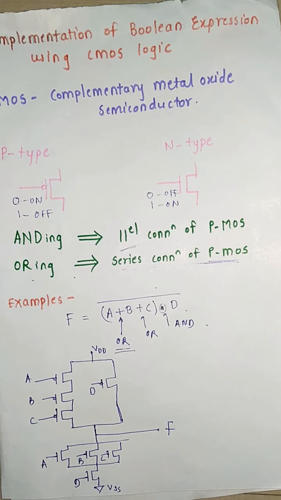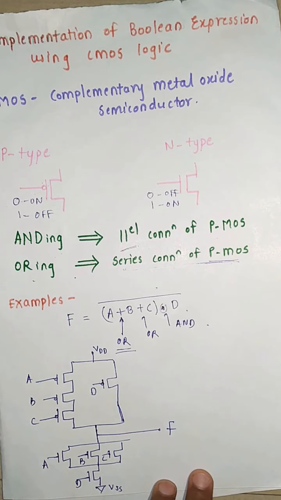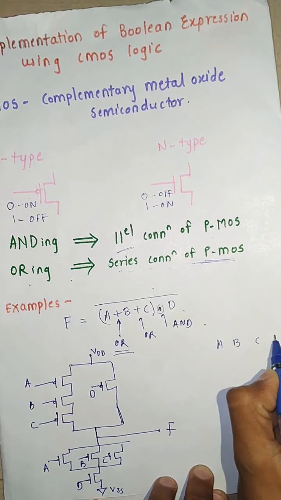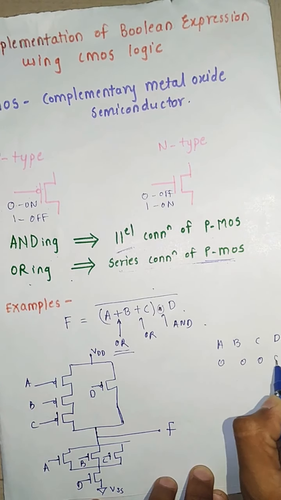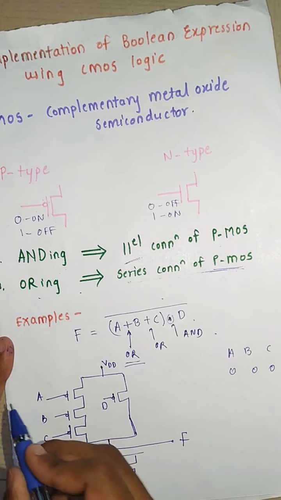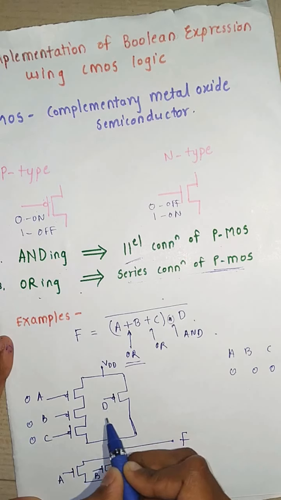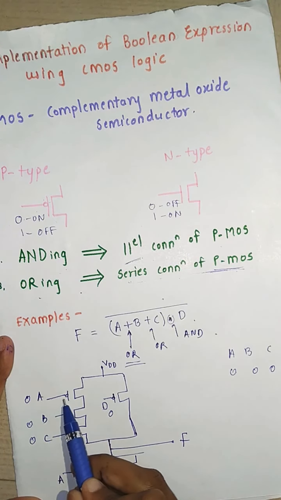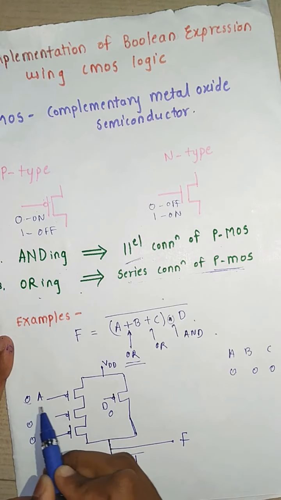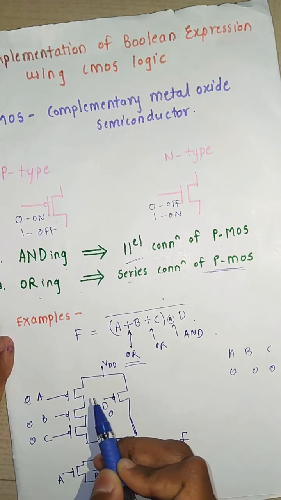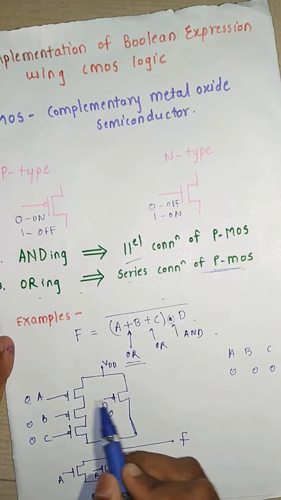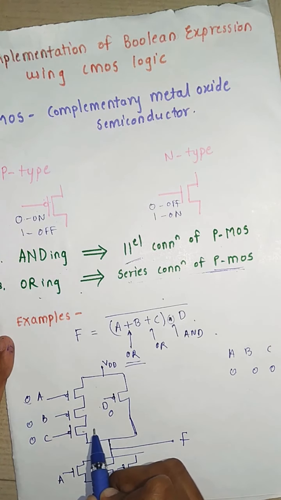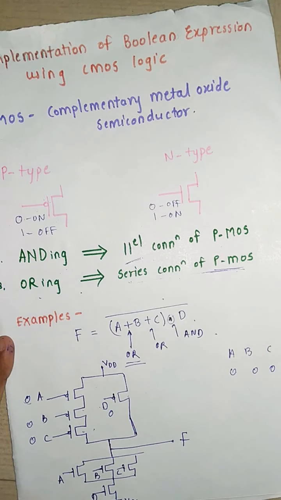Now let us check the operation of this. If all inputs are 0, that is A, B, C, D are all 0, and as we have seen, whenever we apply 0 to the base of the P-type transistor, the transistor becomes on. So this becomes on, this becomes on, this transistor also becomes on, and this transistor also becomes on.